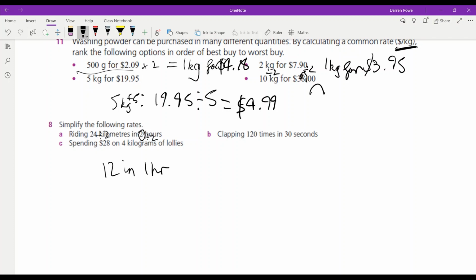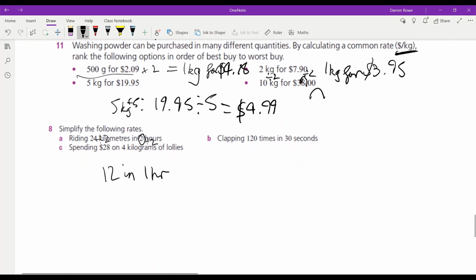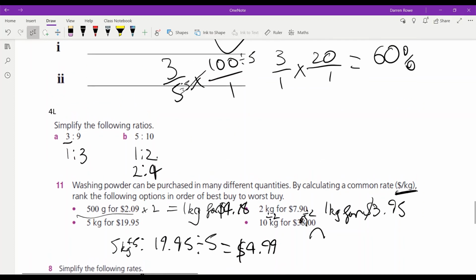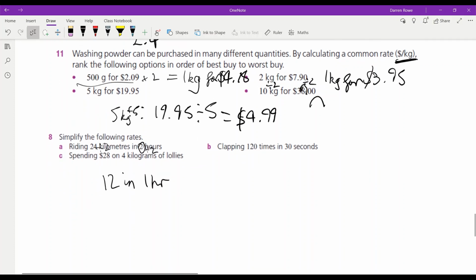B would be clapping 120 times in 30 seconds. Well, I suppose you want to get to 1 second, or you can get to, doesn't actually say to what rate. So you could either get it how many claps per 1 second, or you could even get it to how many claps per 60 seconds, which is a minute, because 1 minute you want to get down to 1. So let's just do this, divide by 30 for 1 second, divide by 30, 120, that obviously equal 40 in 1 second. No, not 40, sorry, 4, my bad. 4 in 1 second.